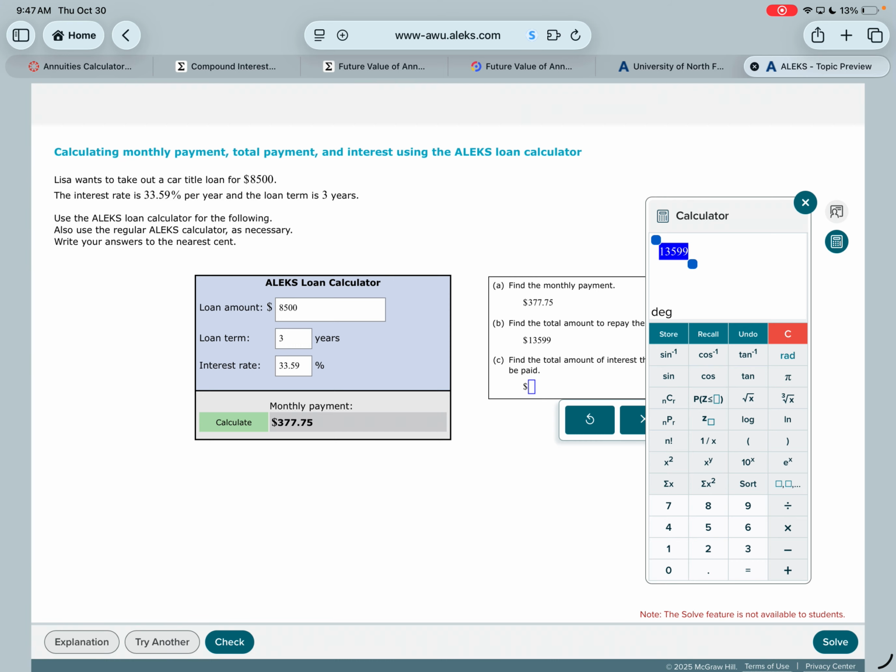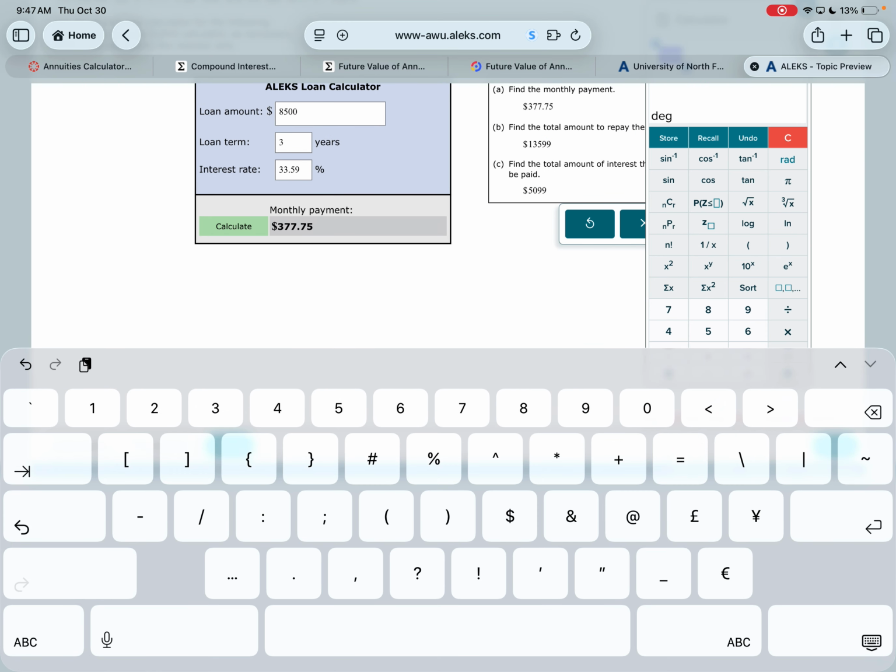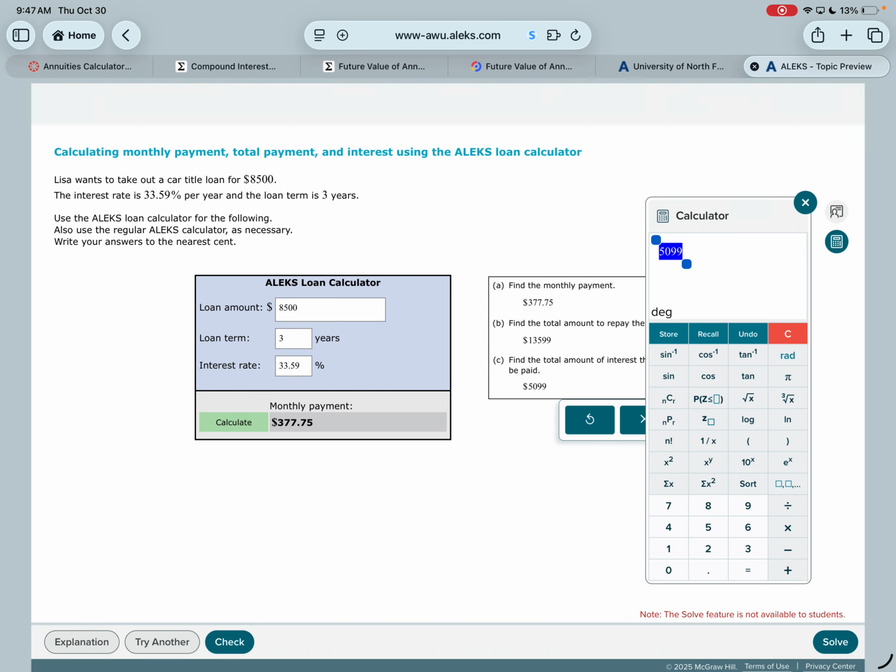So what is the total amount of interest paid? Okay, I pay $5,099. So Amanda should probably not buy that car, because she is going to waste $5,000.99. I don't know if it's because I hate big corporations and banks or whatever, but I don't want to give the bank $5,000 free dollars just for spotting me $8,000. That's a bit ridiculous. So please don't ever sign a loan that says 33% interest. That's ridiculous.